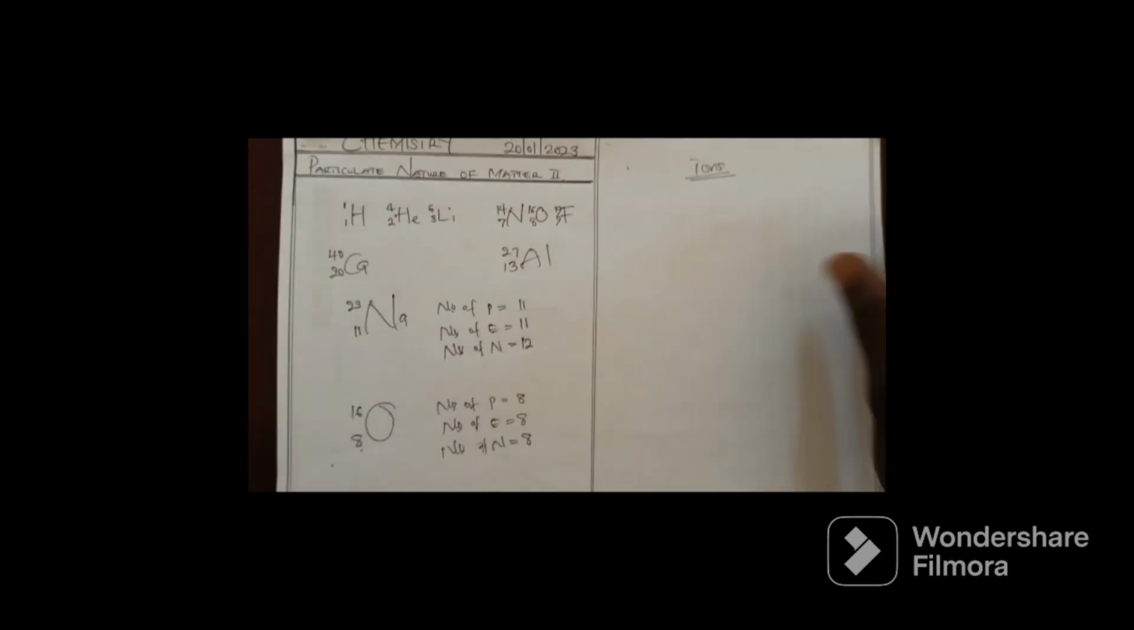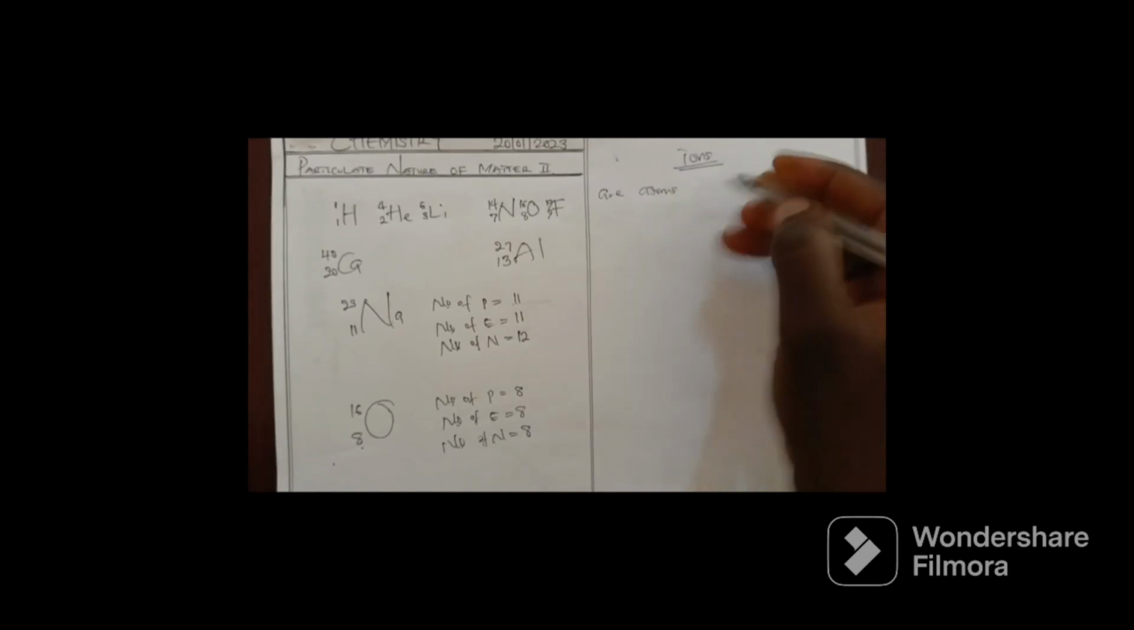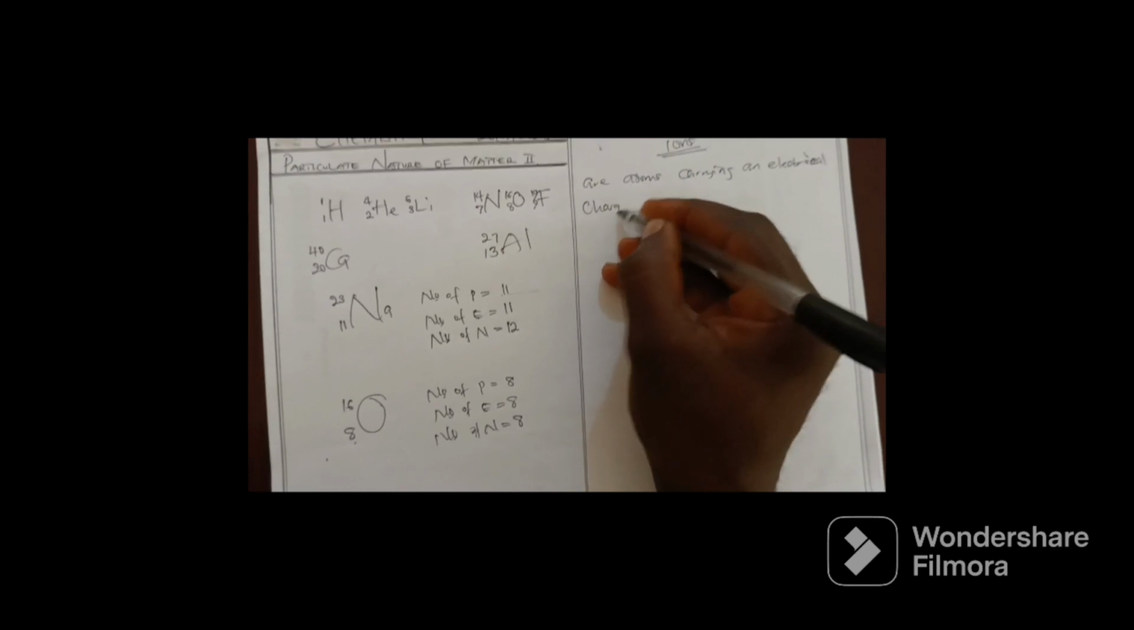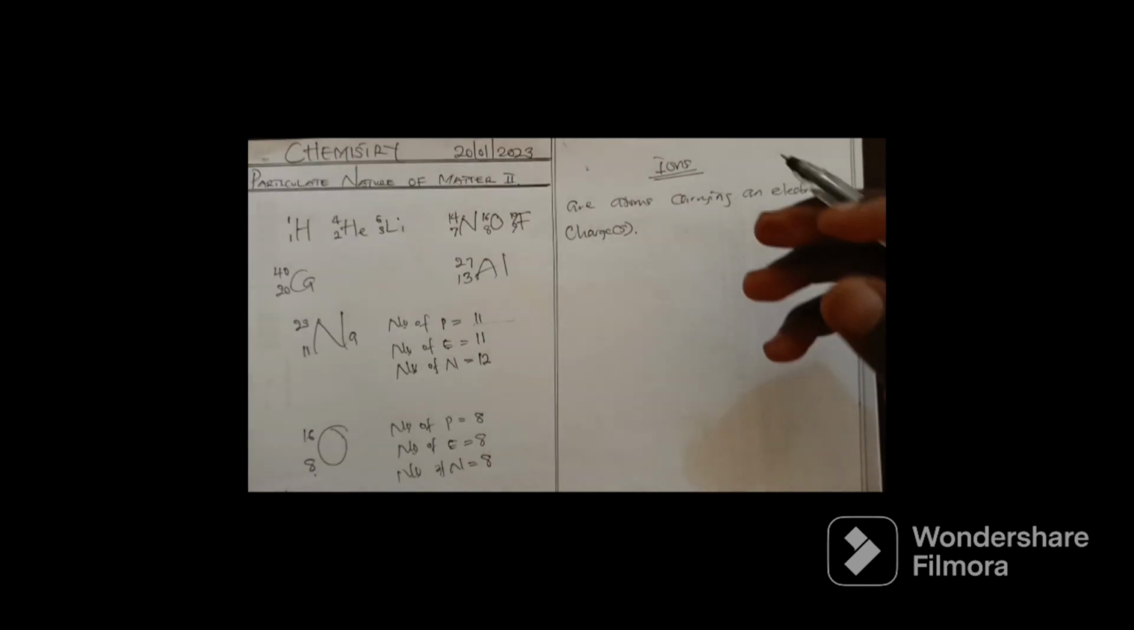Okay, that takes us to ions. What are ions? Ions are atoms carrying electrical charge or charges. They carry electrical charge or charges. So if an atom is able to lose or gain electron, it becomes an ion.